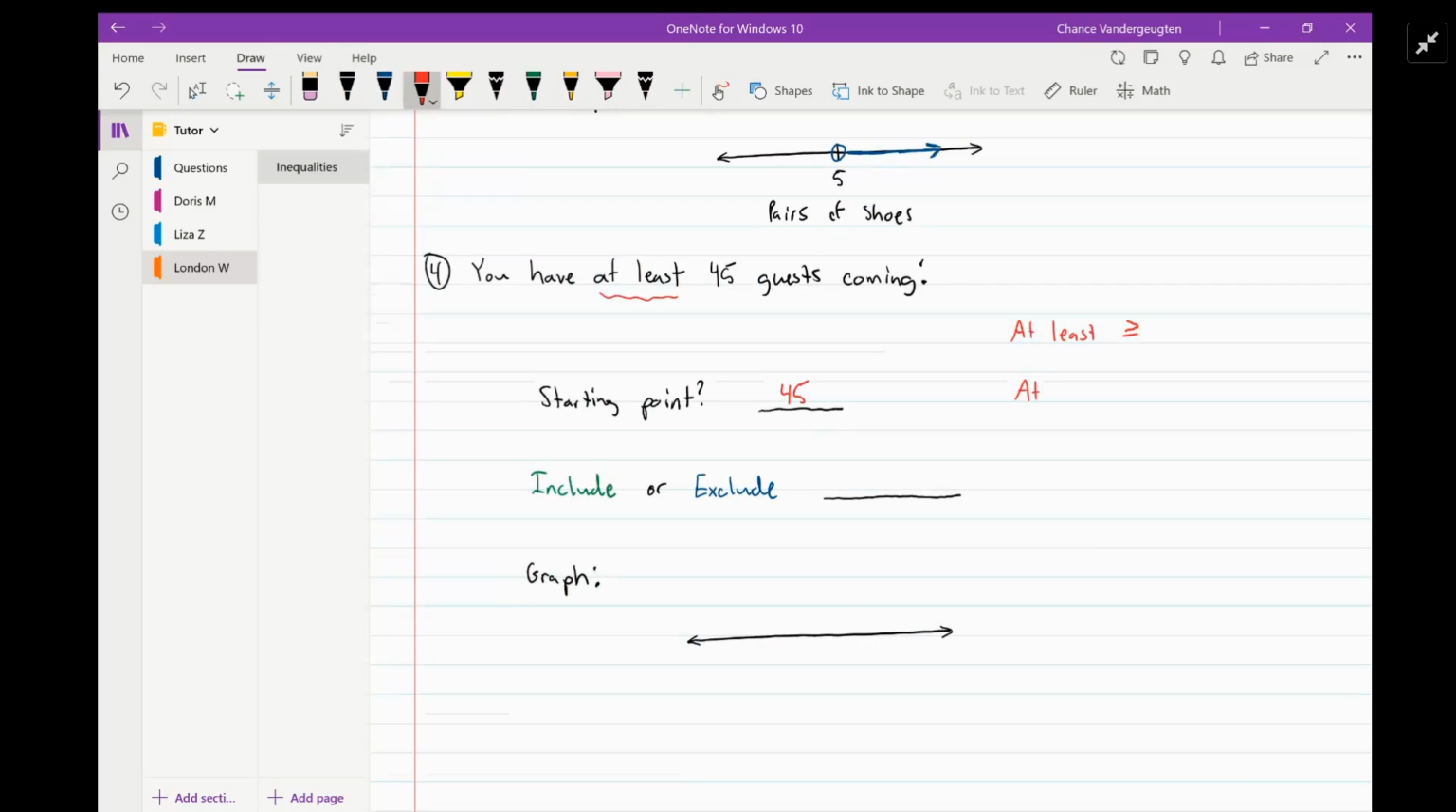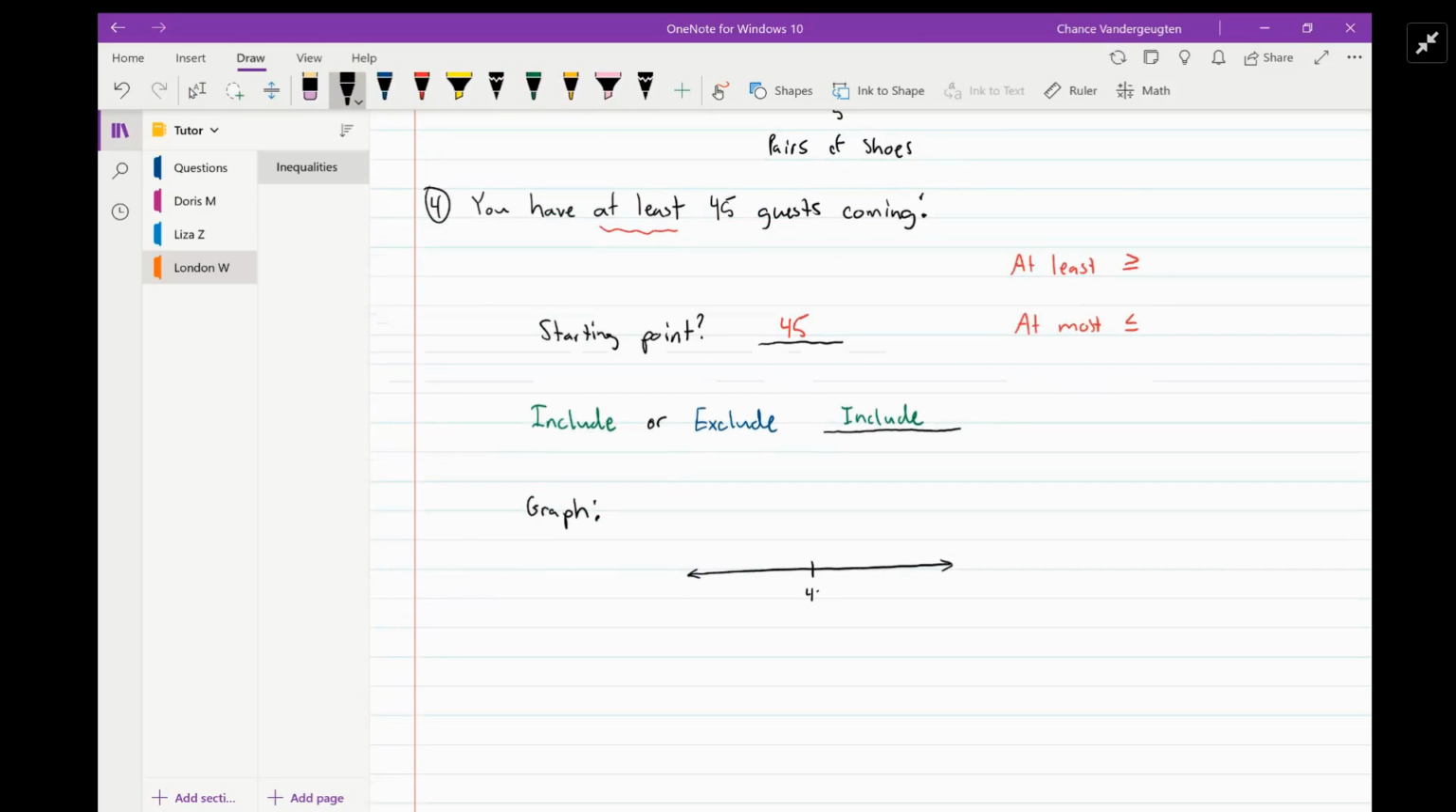And the other words that you're going to want to look out for are at most. So that will indicate that we use less than or equal to. If it said at most 45 guests, we could have 45 or less than that. So the question, are we going to include or exclude? We will include based on that. So now we draw the graph, start at the starting point, and because it's inclusive, we will fill in the circle. And we said at least, so it's going to be greater than or equal to, and so we will go in this direction here.